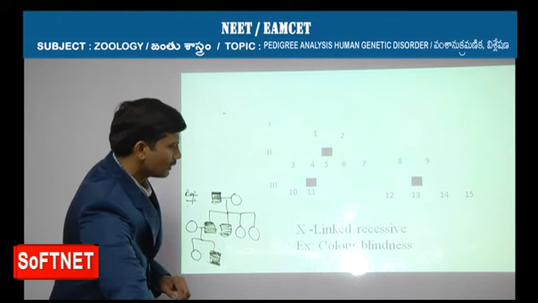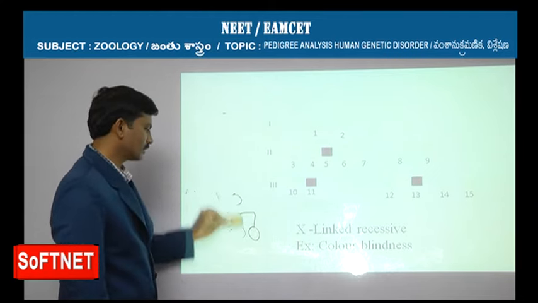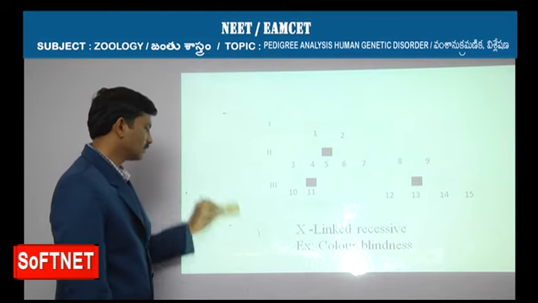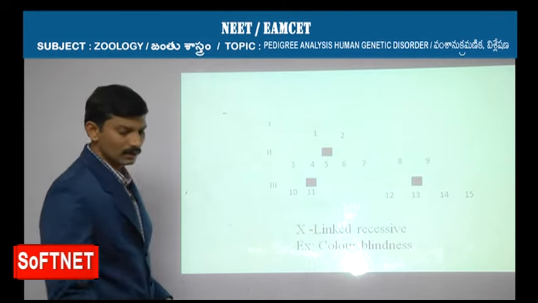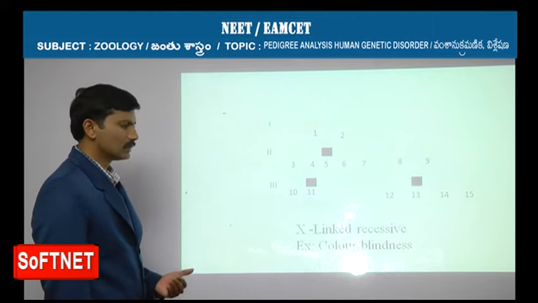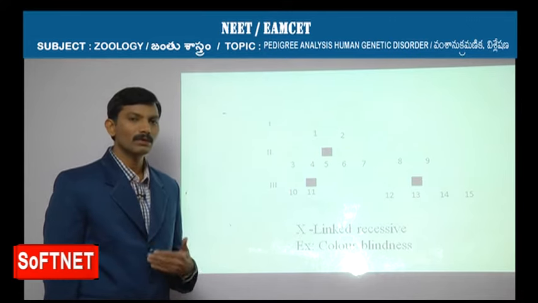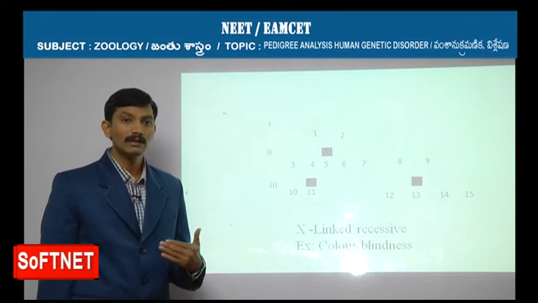Now let's move on to X-linked inheritance. In the case of X-linked inheritance, we have two examples, whether it is X-linked dominant or X-linked recessive. For example, if you take X-linked recessive, we know that X-linked recessive characters always appear more in males than females.